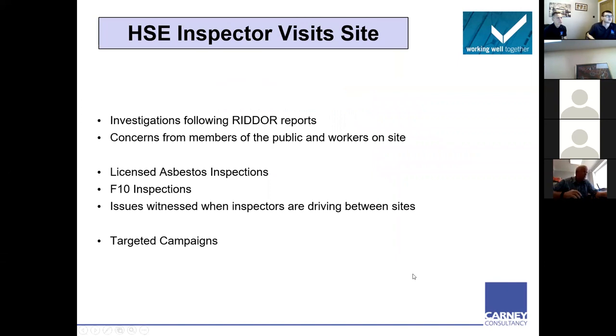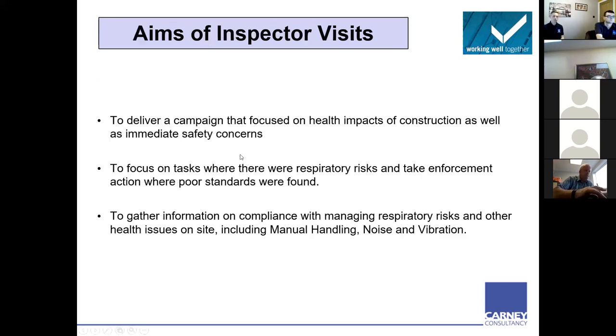And just potential reasons why you might end up with an HSE visit. So possible investigation following a radar report, concerns from members of the public and workers on site. Remember, every member of the public pretty much has a good smartphone that'll take photos, videos. That can be quite easily sent to the HSE. Licensed asbestos inspections, F10 inspections, but also issues witnessed when inspectors are driving between sites. If there's a big plume of silica dust coming from your site, there's a good chance you could get an inspection. And also targeted campaigns, which we've just spoken about as well.